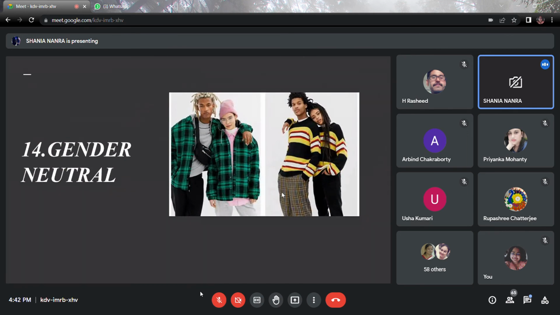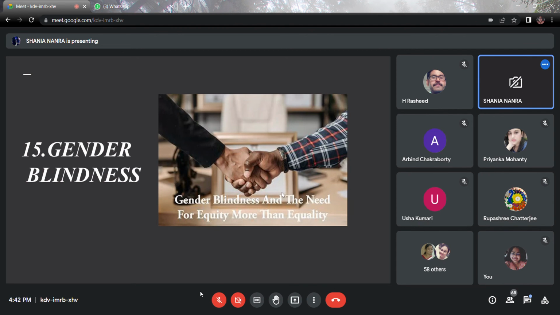Gender neutral is again an issue, or you can say a matter to understand. It tells us the claim that some people make when they want to represent themselves as not practicing gender-based discrimination. Next is gender blindness, the failure to recognize the difference between male and female, leading to the failure to provide for the difference.